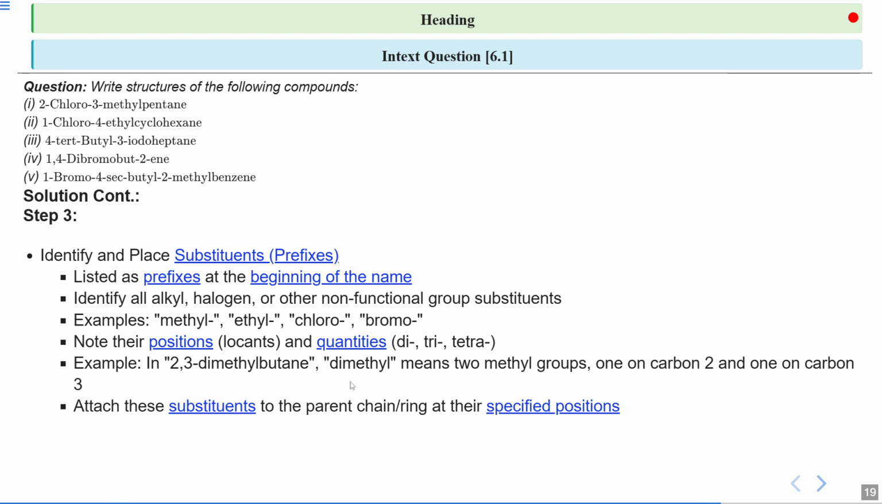Attach these substituents to the parent chain or ring at their specified position. Now what you have to do when you identify these substituents and their positions or quantities is attach these substituents to the parent chain or the parent ring at their specified positions.